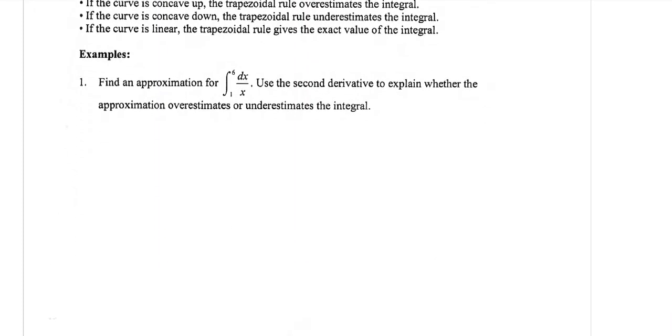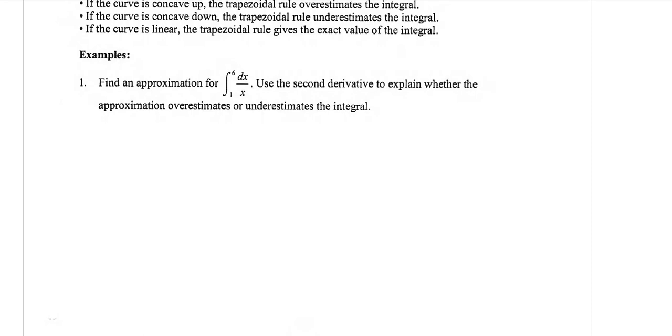So here is our first example where we are finding an approximation for the integral between 1 and 6 of the dx on the top. You can move to the side, so it's really 1 over x dx. 1 over x is our function. It says use the second derivative to explain whether the approximation overestimates or underestimates the integral, but one bit at a time. There's a few things in there we have to do.